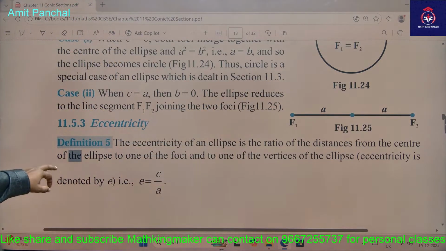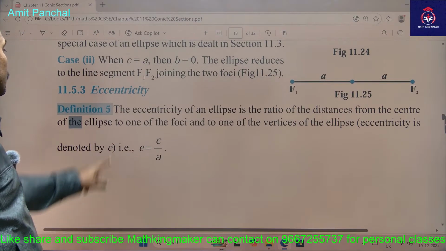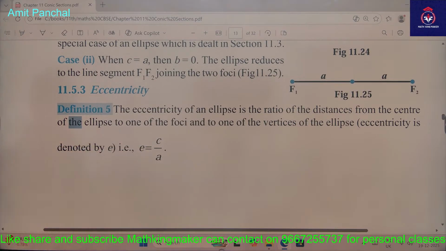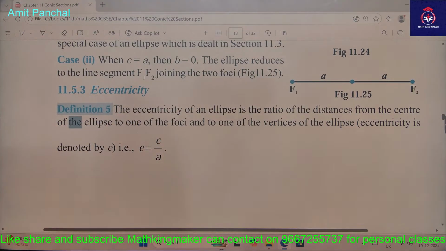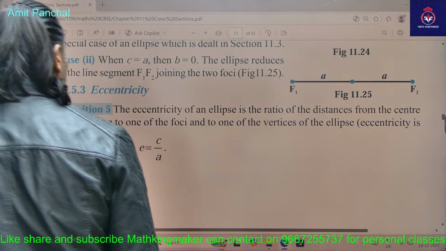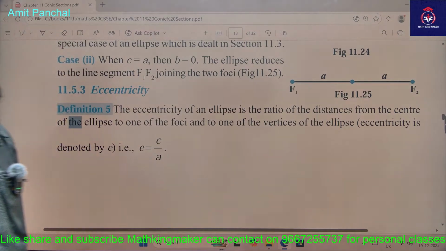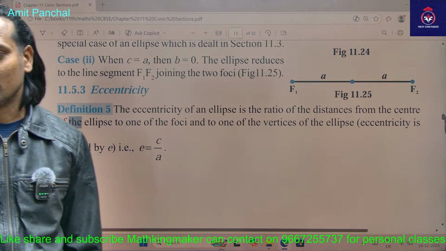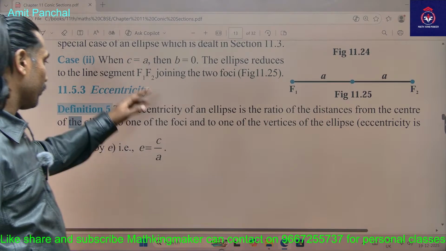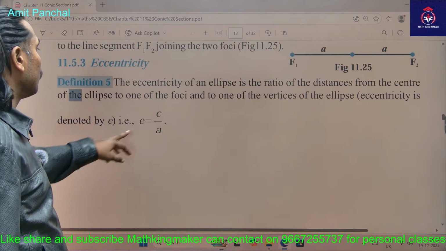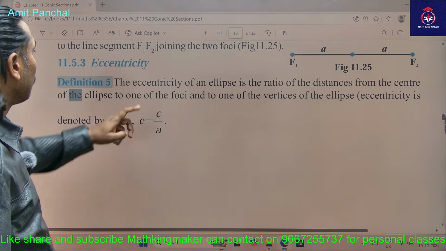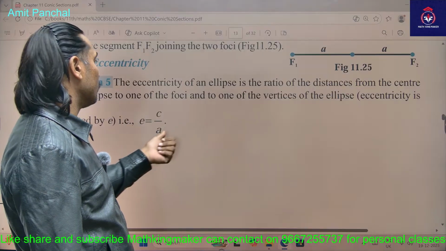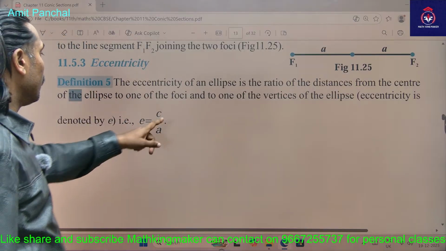Now we will talk about eccentricity. Eccentricity is C by A. What was C? C was the square root of A square minus B square. We have found it just now. So just write down: eccentricity of an ellipse is the ratio of distances from the center of the ellipse to one of the foci and one of the vertices of the ellipse. So that means E will be C by A.